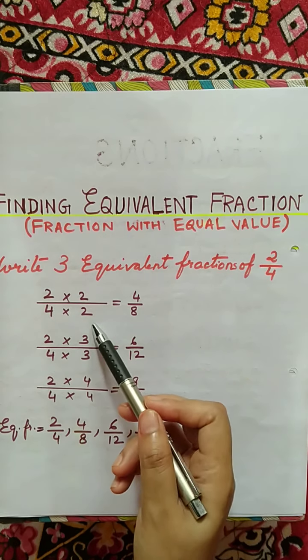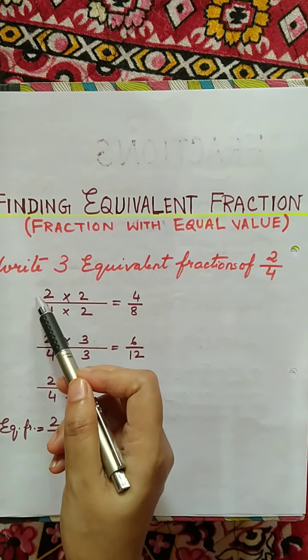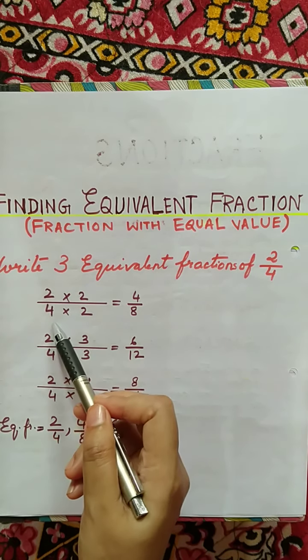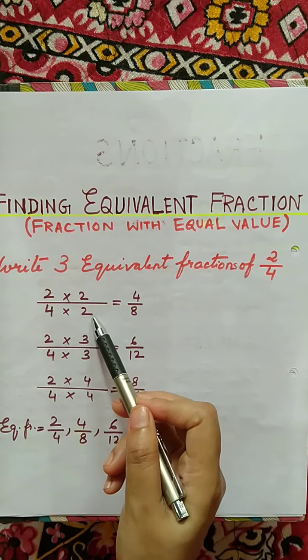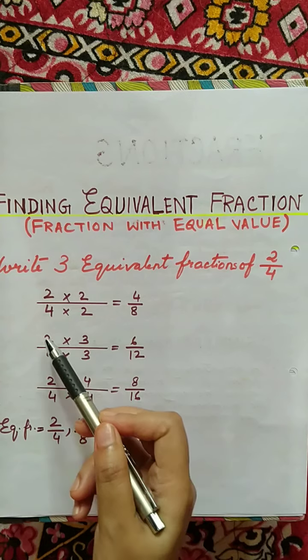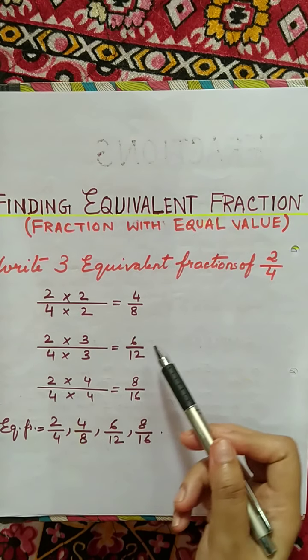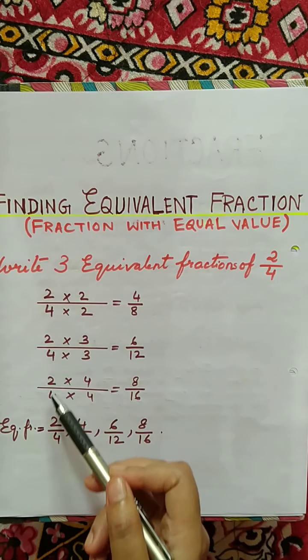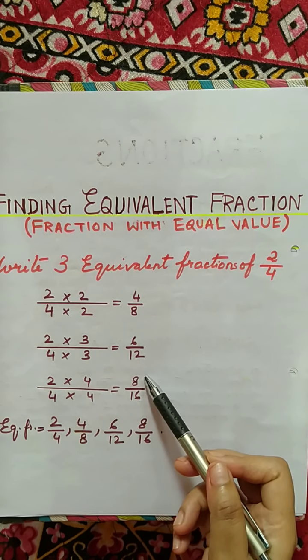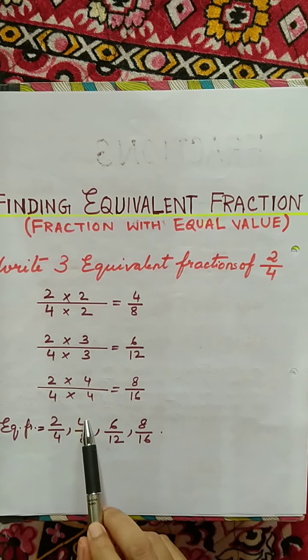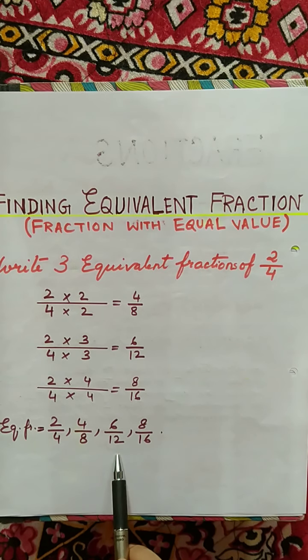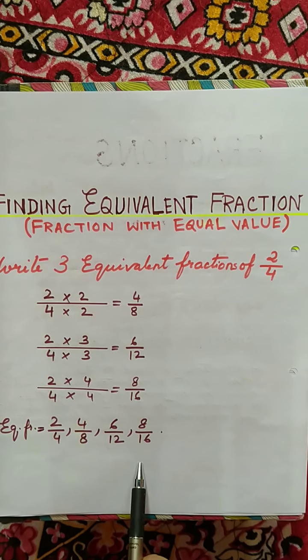So we begin multiplying by 2. So we multiply both the numerator and the denominator with 2. 2 2s are 4, 4 2s are 8. Similarly, 2 by 4 into 3 is 6 by 12. 2 by 4 into 4 is 8 by 16. So the equivalent fractions of 2 by 4 are 4 by 8, 6 by 12, 8 by 16.